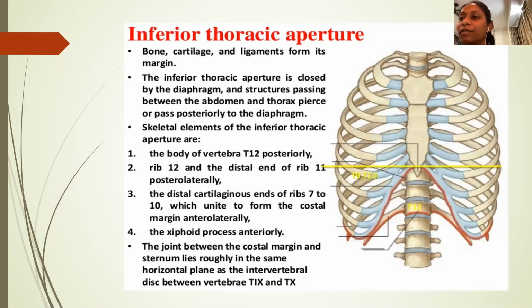So the xiphoid process is actually situated a bit higher than the posterior border. The joint between the costal margin and the sternum is roughly in the same horizontal plane as the intervertebral disc between the 9th and the 10th thoracic vertebrae. So it's slightly higher.